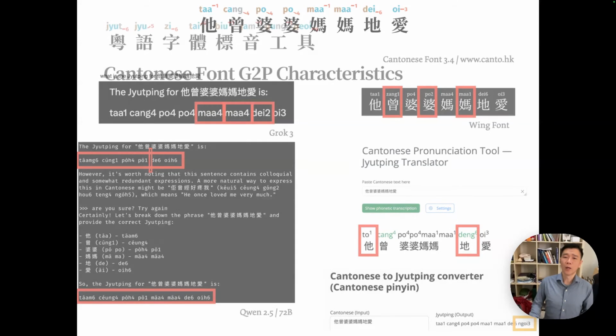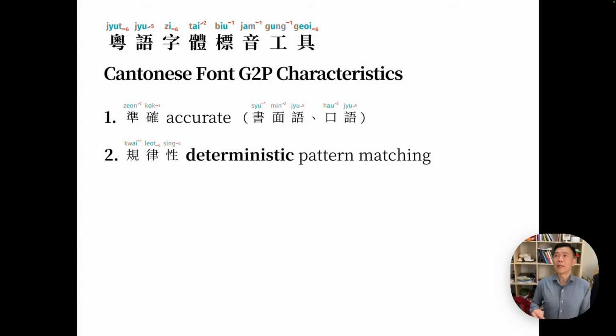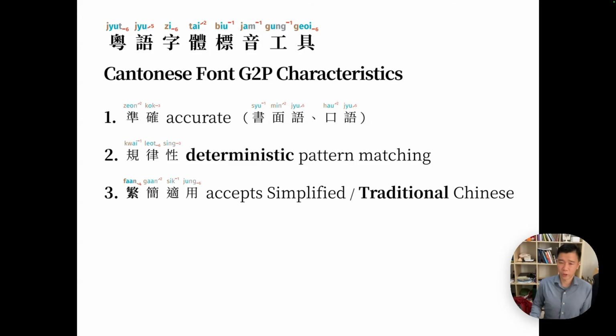It has a few characteristics. The first one is that it's accurate, and it's accurate not only for written Cantonese, but it's also accurate for standard written Chinese. It does both, even though it's a little better with vernacular colloquial written Cantonese. It is deterministic. What that means is you give it the same prose, it always gives you the same answer. It uses a pattern matching mechanism to do that, and we will not talk too much, but just a little bit a second later. It works for both simplified and traditional Chinese.